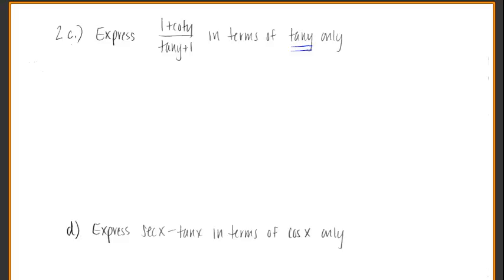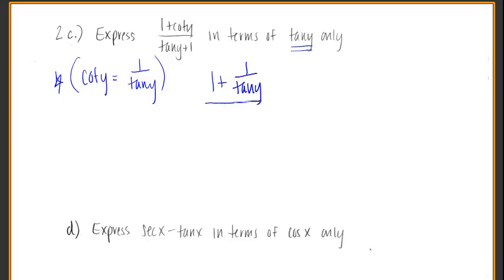The only things that are available for me to use are the facts that cotangent is cosine over sine, or tangent is sine over cosine, or the easiest way to connect cotangent with tangent: cotangent y is 1 over tangent of y, that these two functions are reciprocals of each other. So we're going to use that right there. Everywhere I see a cotangent y, I'm going to put 1 over tangent. So 1 plus 1 over tangent of y, divided by tangent of y plus 1.